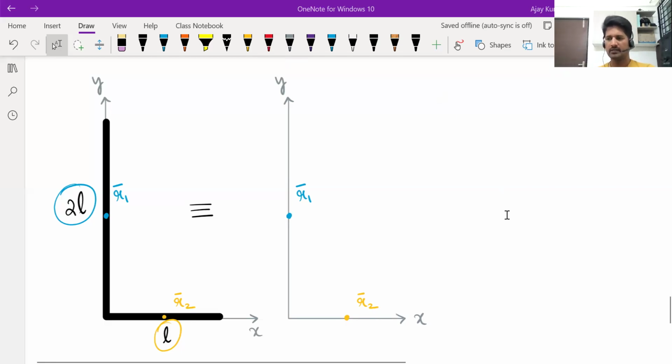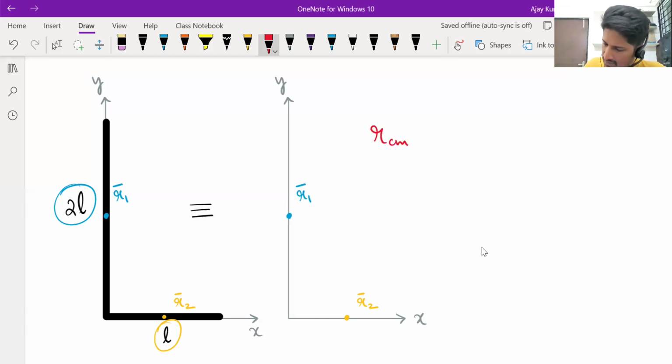See, what we have done is we have considered the two rods as two particles because we know where the center of mass of a rod lies. So the entire first rod of length 2L was replaced by a single particle. The entire second rod of length L was replaced by a single particle.